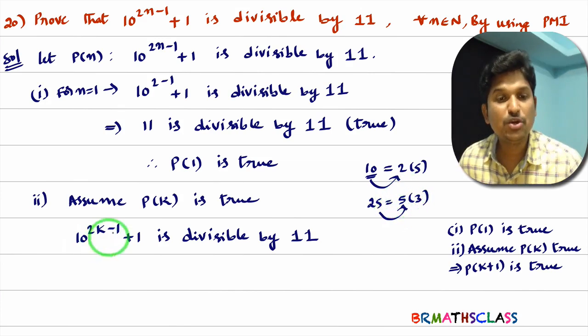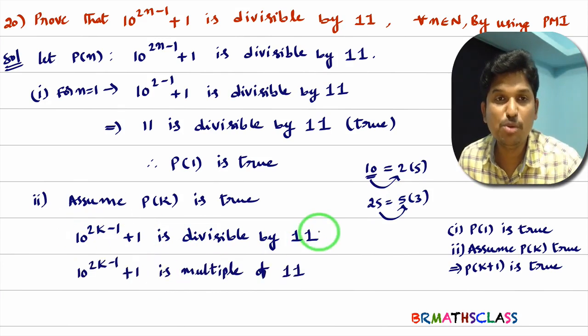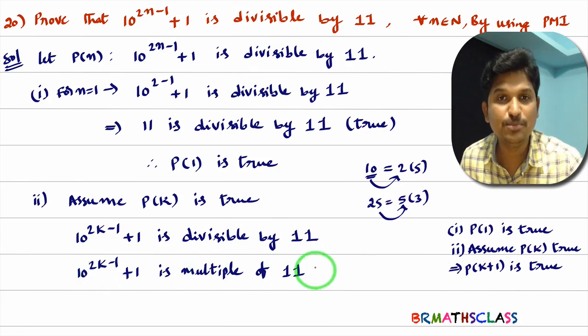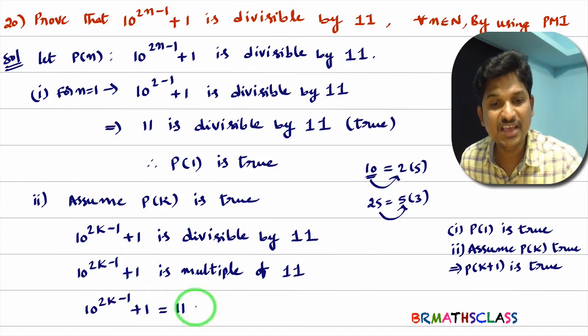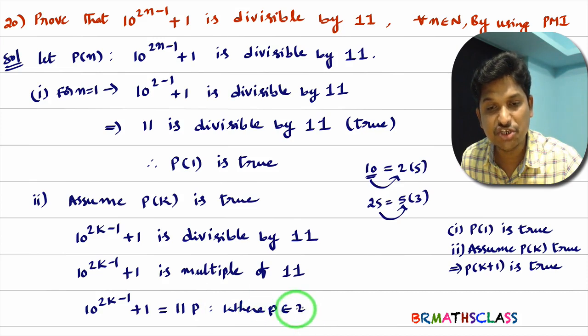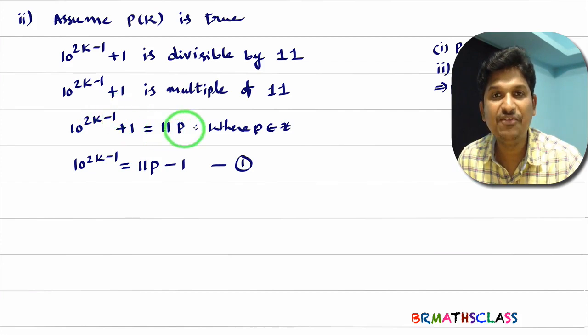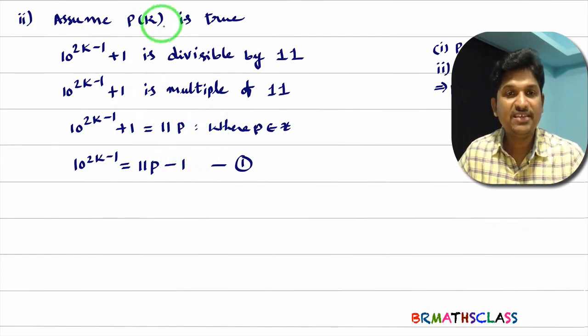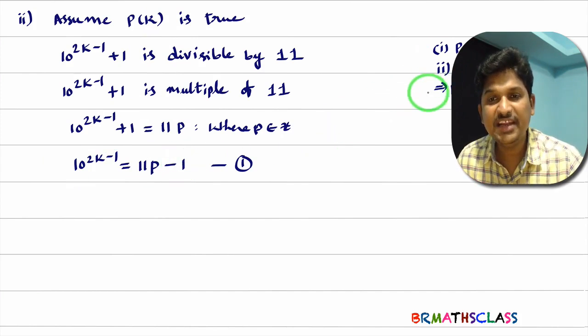So here 10 power 2k minus 1 plus 1 is divisible by 11. It means that if this expression is divisible by 11, this expression is a multiple of 11. So what I can write here, 10 power 2k minus 1 plus 1 is 11 into p, where p is some integer. You observe here, from this 10 power 2k minus 1 can be written as 11p minus 1. You just take this plus 1 to the right hand side. Now, as I assumed P of k is true, I got this information. This is true. Now, our intention is to prove that P of k plus 1 is true.